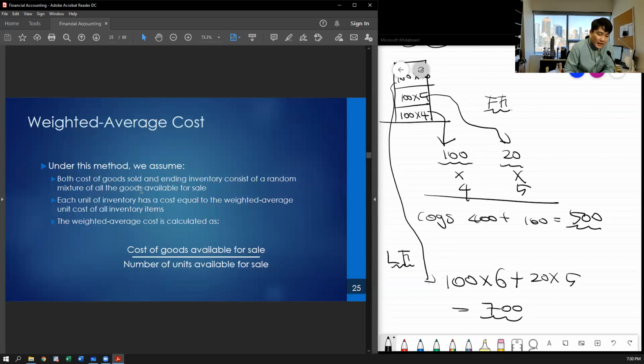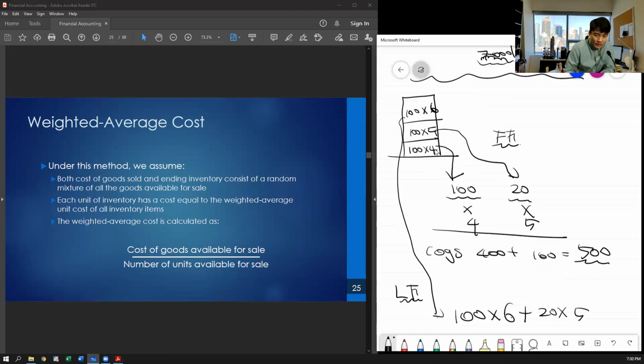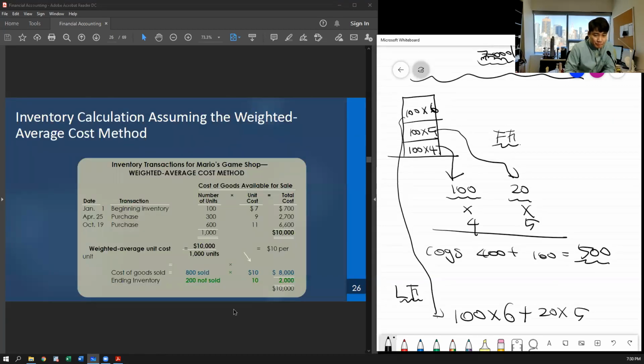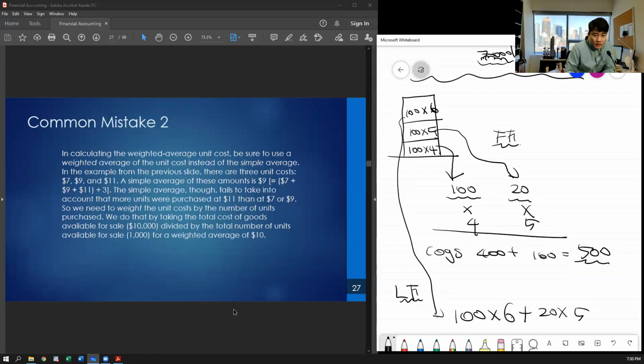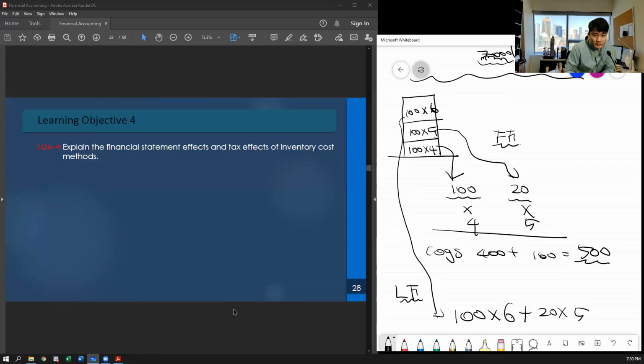Weighted average. Like I said previously, do not do simple average. So you have 6, 5, and 4. The average is 5. That's not the case here. You always have to do weighted average: the total cost of goods that you purchased during the period divided by the number of units. That's the weighted average. Okay. Simple average.